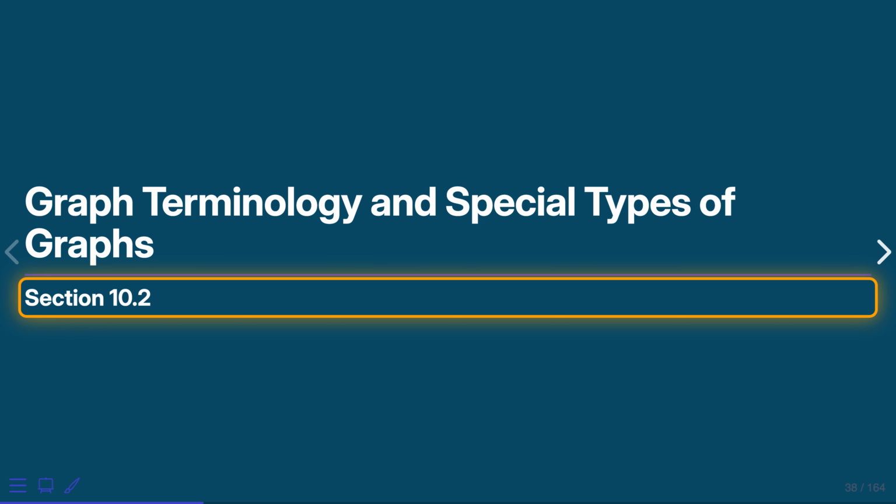Now we turn to the second topic. It is about the words we use for graphs and some special families of graphs. We learn when 2 vertices are neighbors. We learn the degree of a vertex, and we study 2 important rules about degrees.